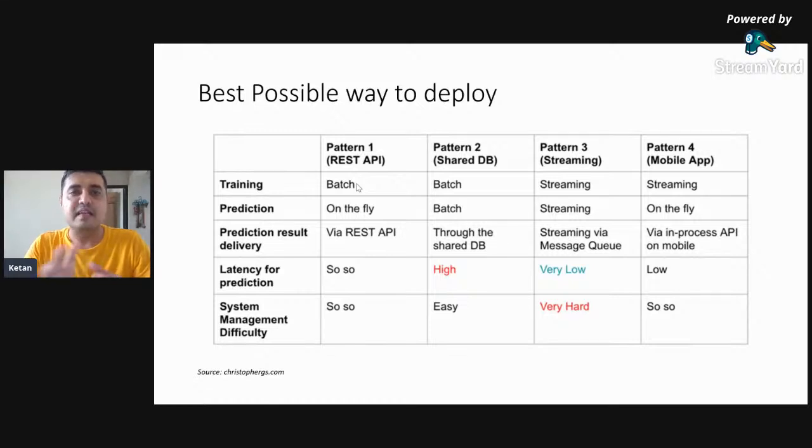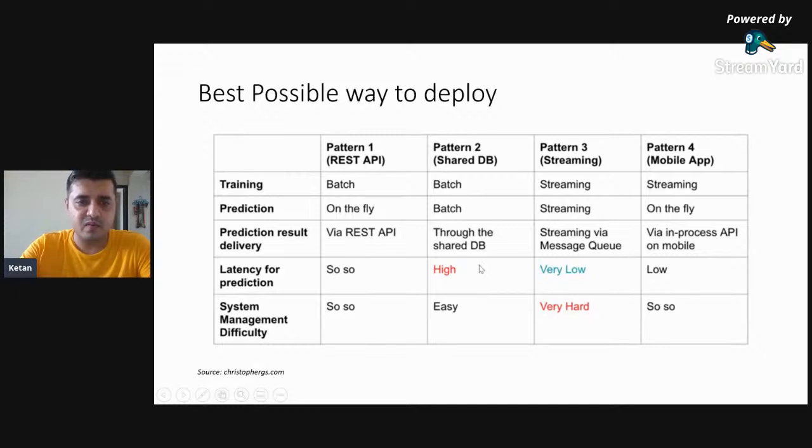So that is called the latency. It is slightly slower. Depending on what kind of output you require, you can proceed with that selection of latency. System management is not that difficult in this case as well. As you can see, it is medium, to be precise.